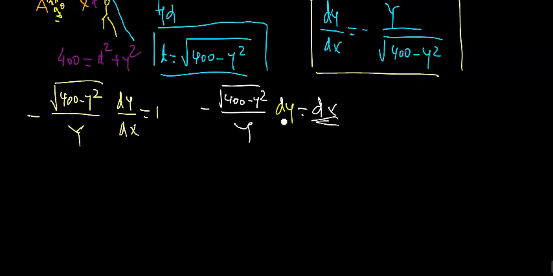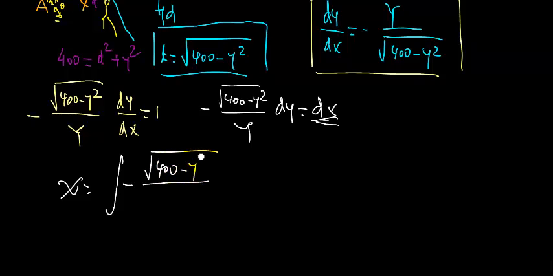Okay, that's good. And so I can get x because I have over here dx. To get x, I must calculate the integral of this part over here. So x will be the integral of minus the square root of 400 minus y squared over y dy. But I can take out this minus sign and put it outside the integral sign. And now I must calculate this integral. It is not very easy to calculate, you see.